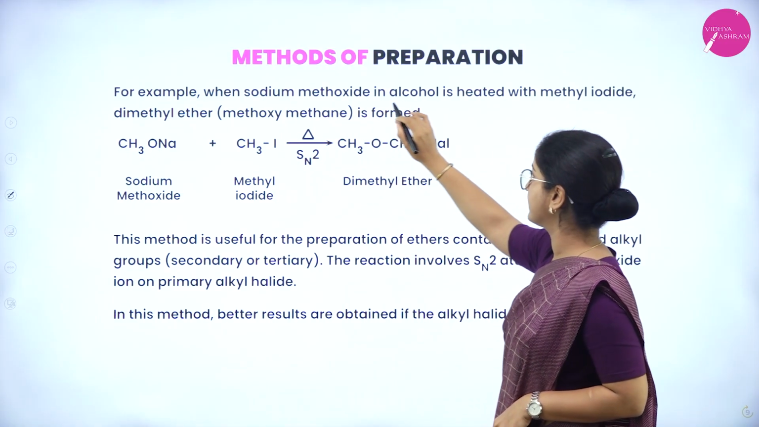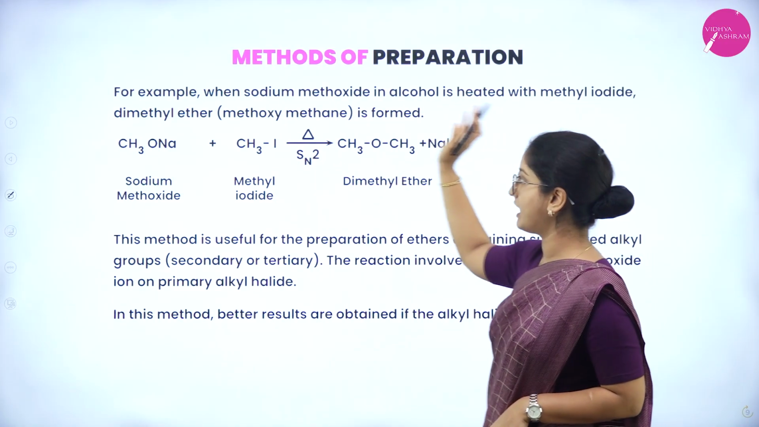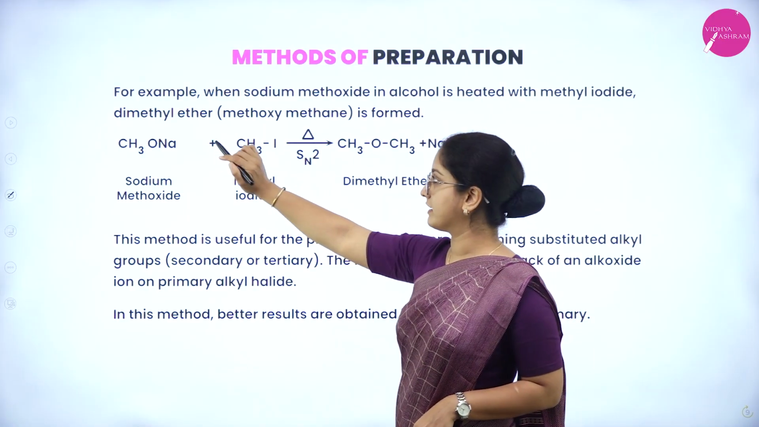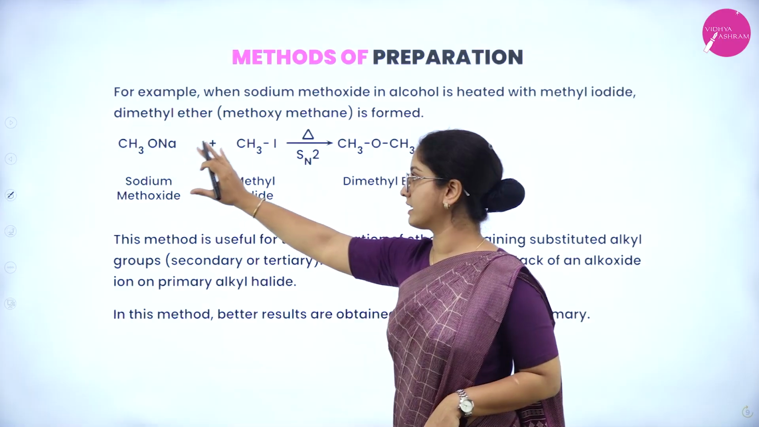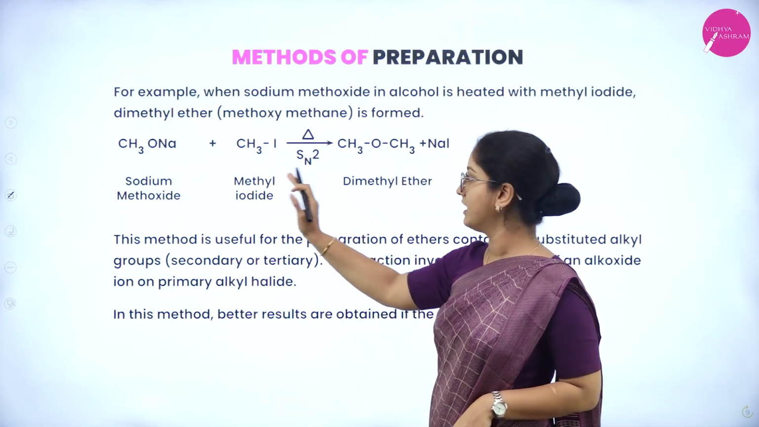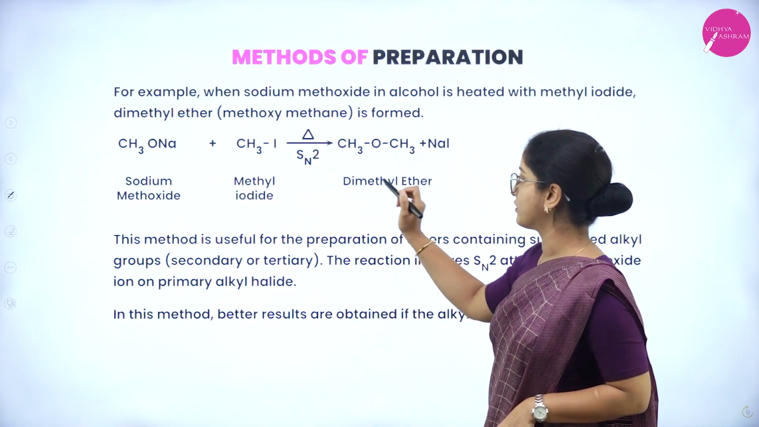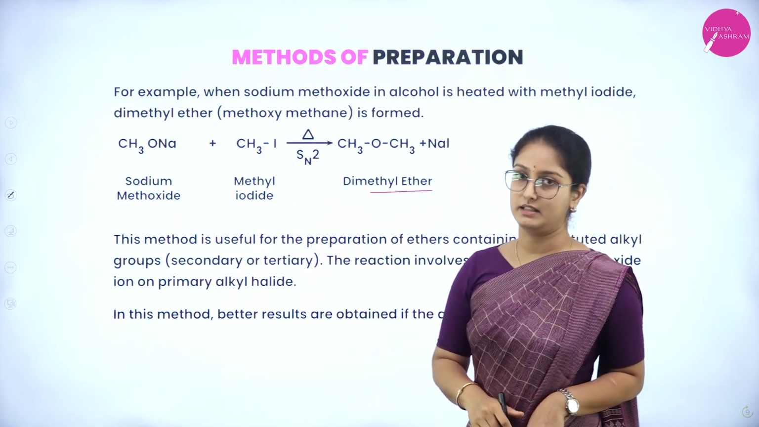Next, let us see with an example. When sodium methoxide in alcohol is heated with methyl iodide, the product that we get is dimethyl ether. So here is sodium methoxide which reacts with methyl iodide. Under SN2 mechanism, it is going to produce dimethyl ether.